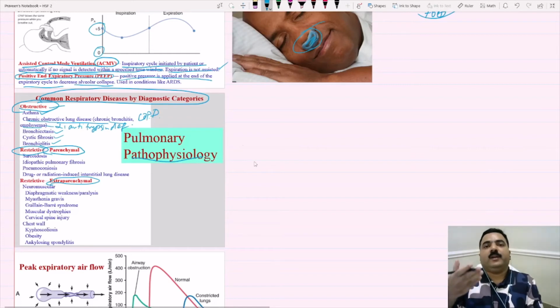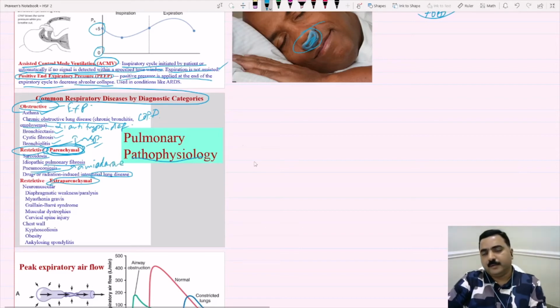Restrictive means difficulty to inspire; the lung is unable to expand, so it is an inspiratory problem. Obstructive lung disorder is an expiratory problem, and restrictive is an inspiratory problem. Parenchymal means the lung tissue itself has the problem, like sarcoidosis, pulmonary fibrosis, pneumoconiosis, silicosis, asbestosis, etc., or drug or radiation induced interstitial lung disease. For example, one of the classical drugs that can cause pulmonary fibrosis is amiodarone.